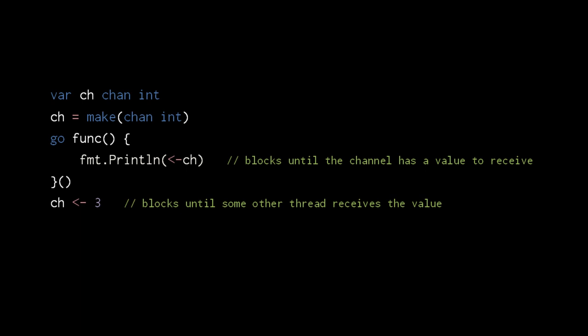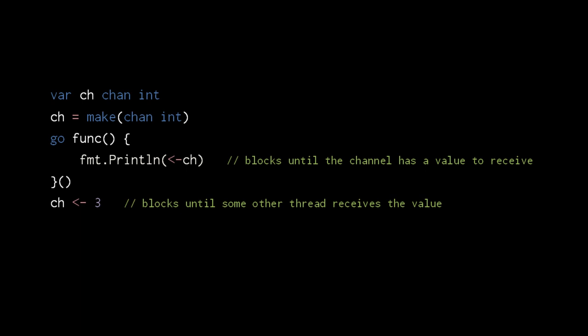Back in the main thread, we then send to the channel using the send operator, which also looks like an arrow, but is a binary operator placed between the channel on its left and the value to send on its right. Because the send and receive operations are in separate threads, we can't say for certain which operation will be reached first, but whichever one does will block until a value can be sent and received. So this code will send the value 3 on the channel and print it in the receiving thread.